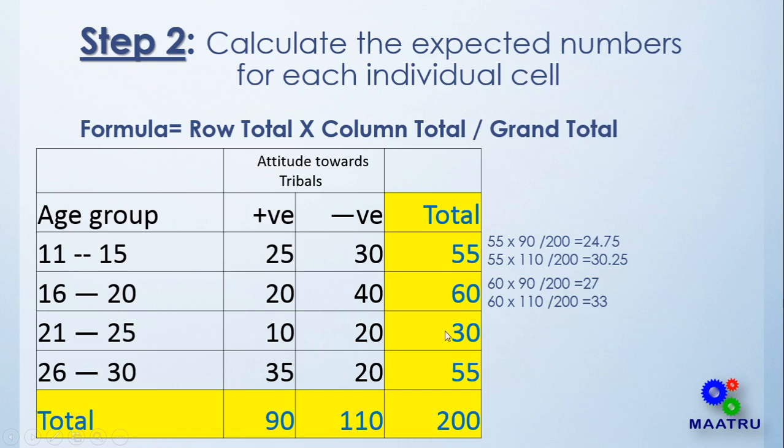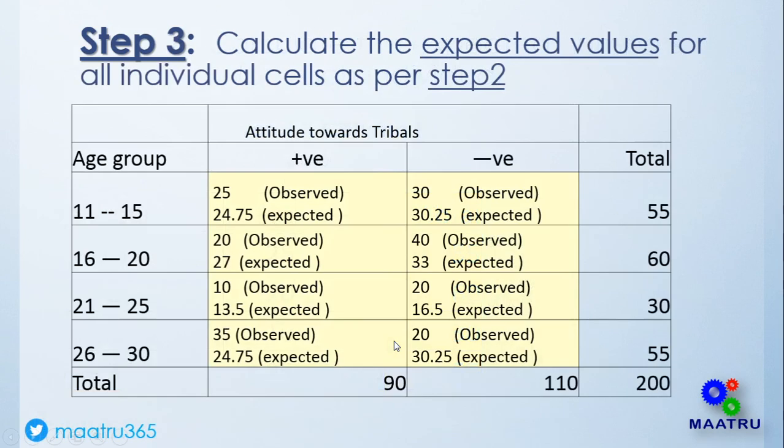In the third row, we get the values accordingly like this. In the third row, we got the expected values: first column 13.5, second column of the third row 16.5, first column of the fourth row 24.75, and second column of the fourth row is 30.25.